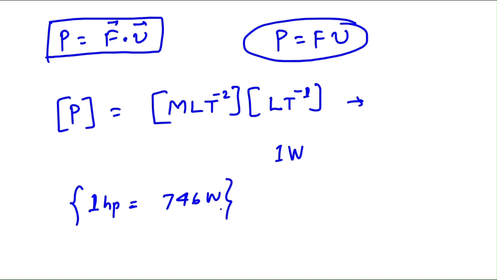Initially, the power of a machine was to be compared with the power of a horse. So, in general, it came out that one horse has power equal to 746 watt. These are history things; if you are interested, you can study them on your own. Okay, now moving to the next point.